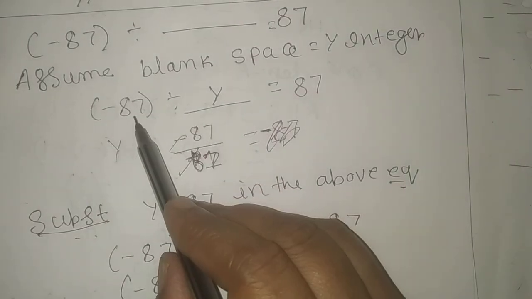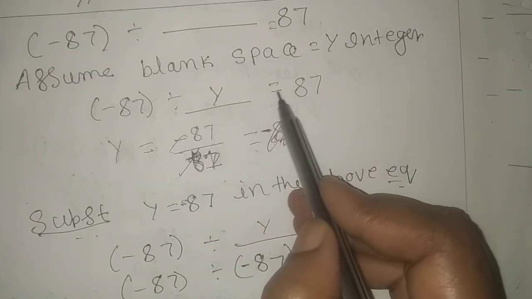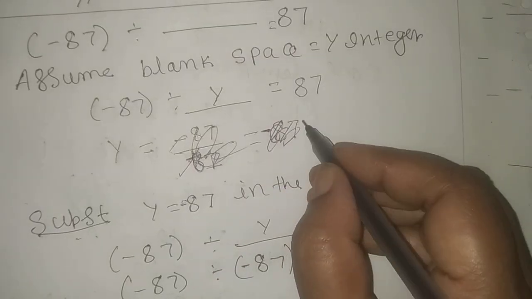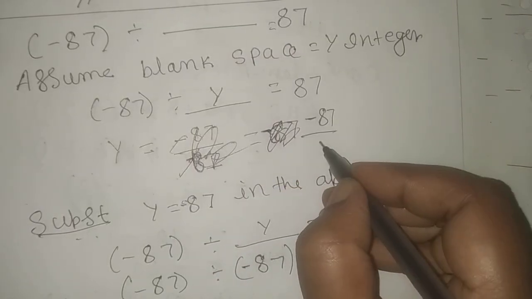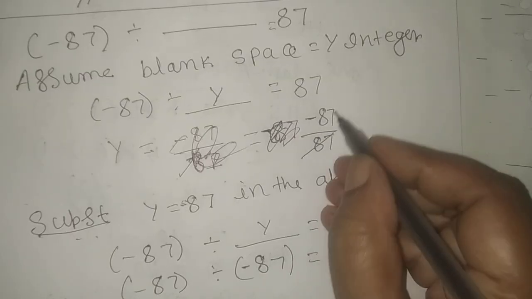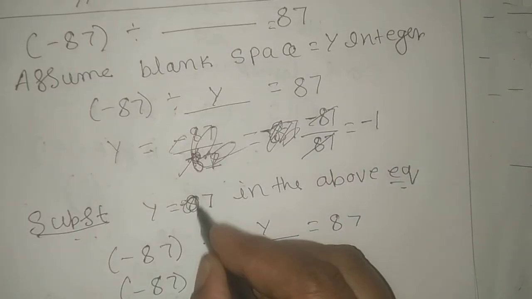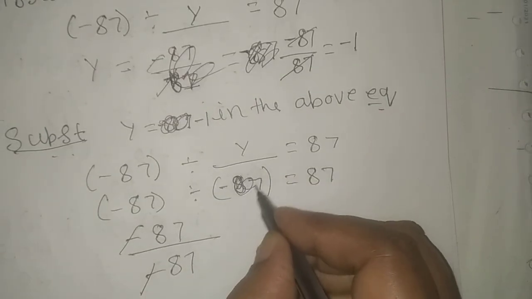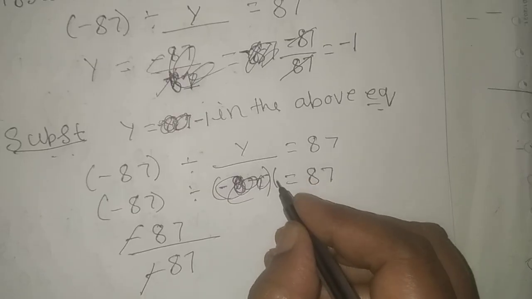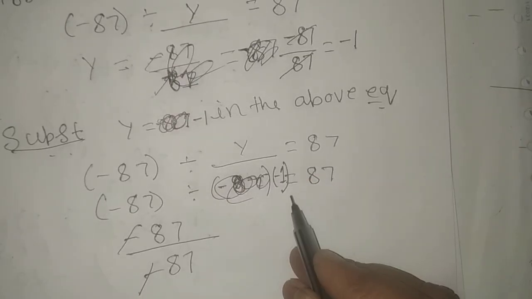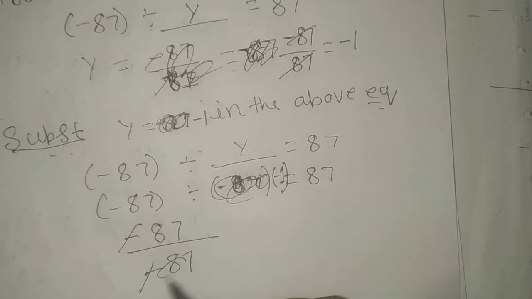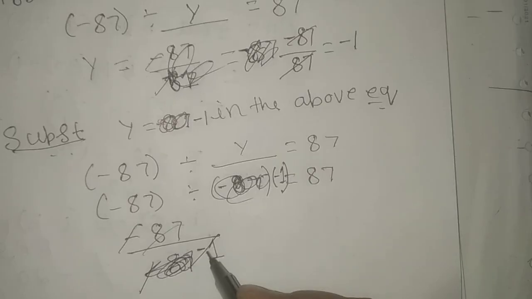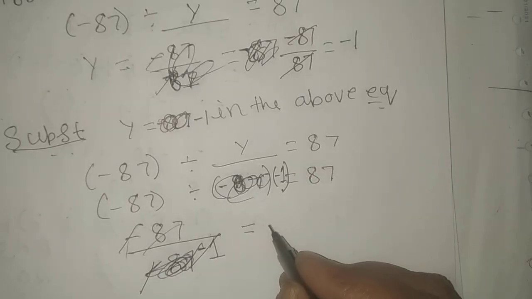So from first we'll see minus 87 divided by y is equal to 87. Y is equal to, you take minus 87 divided by 87. So cancel, we will get minus 1. So substitute minus 1 in the above equation. Here it should be minus 1. So minus 87 divided by minus 1. Minus minus cancels, you will get the answer as 87.